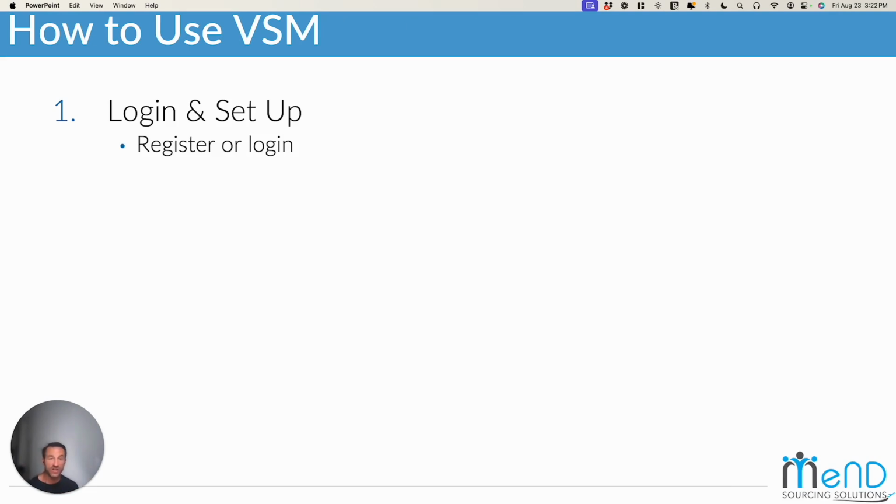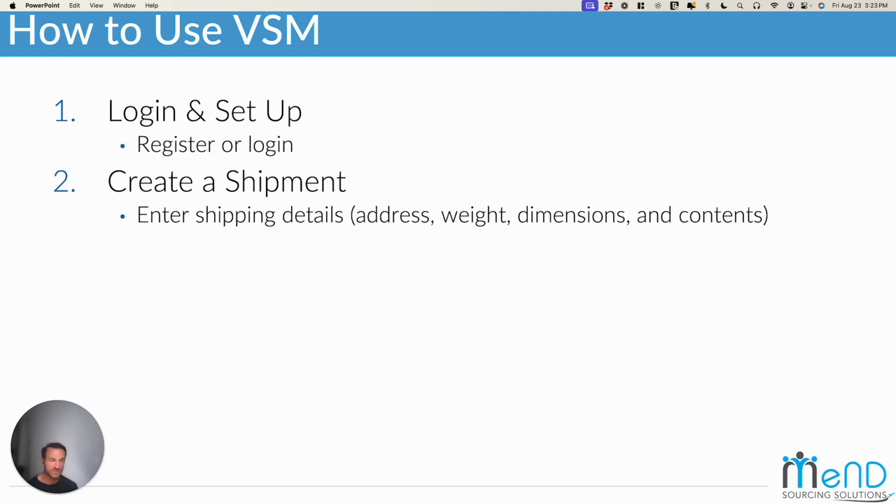Well, first off, you have to log in and set up. If you haven't already, please do register with VSM prior to trying to log in. They're really responsive, and their team is great. Also, to create a shipment, you're going to log into VSM, then create a shipment based upon the purchase order or the contract number, and then enter the shipping details. What is the address, where is it going, the weight, the dimensions of each exterior container, and what are the contents? Like, what's the quantity that you're putting in there?